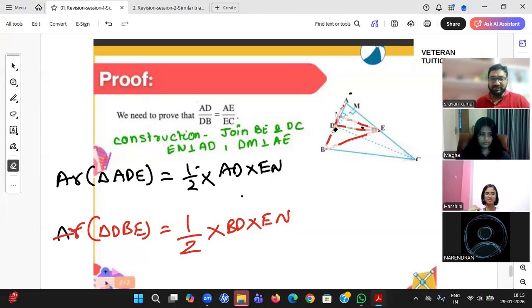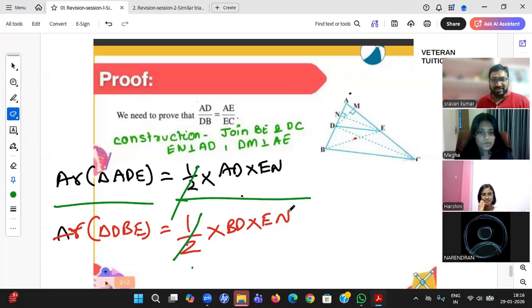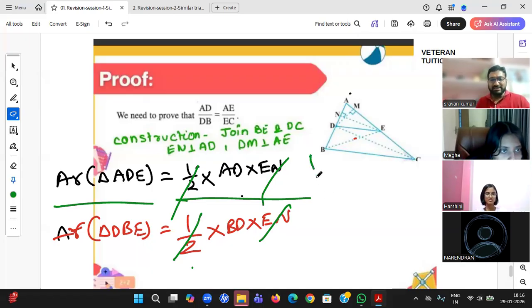Now you can look on the left side. It is not AD and DB, it is AD by DB. So that means I need to divide both of them. Let me divide this equation by this equation. I am able to see this cancel, this cancel. I want AD by DB, and I got AD by DB. This is one phase.